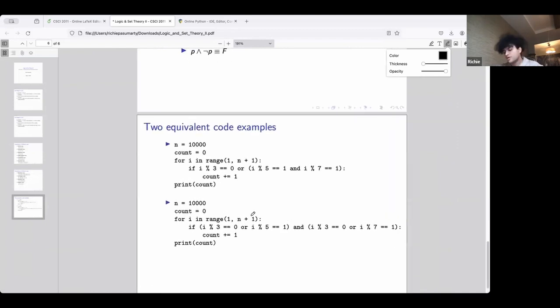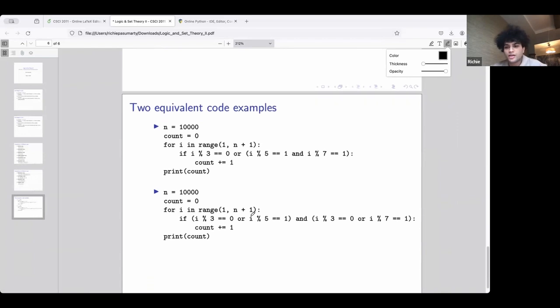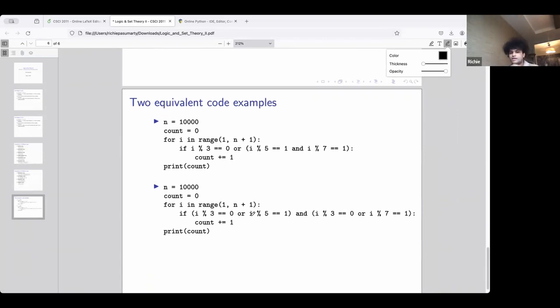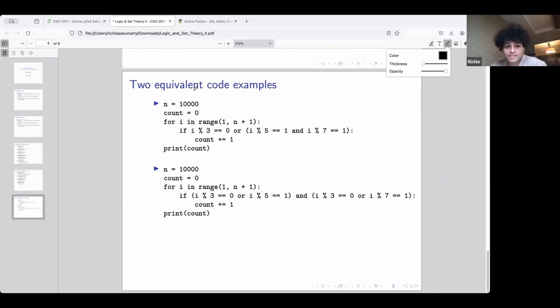All right, so now let's go ahead and look at 2 different code examples. Pretty much my claim is that these 2 code examples are equivalent. That means they do the exact same thing. Yes, I did write the code in a different way, but they will do the same thing. Before we even get to that, let's figure out what the problem is asking for by looking at the first code example.